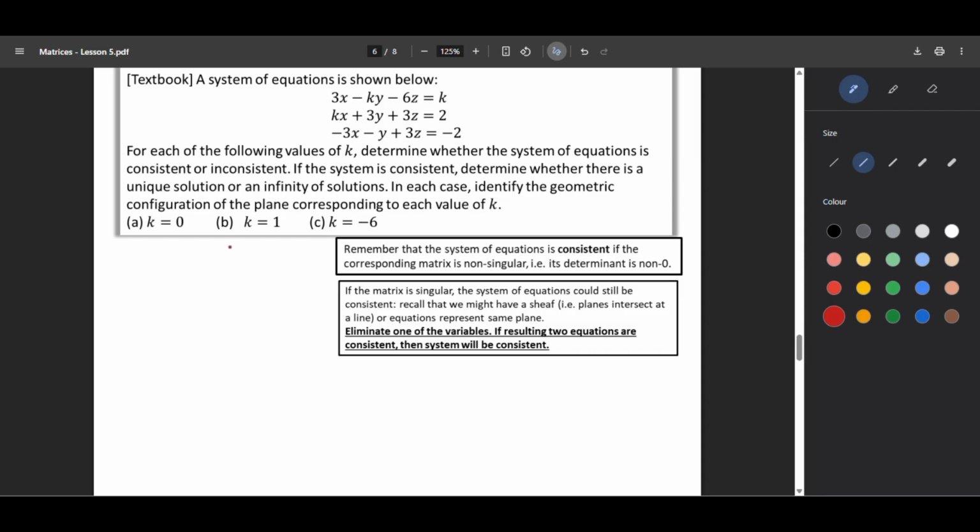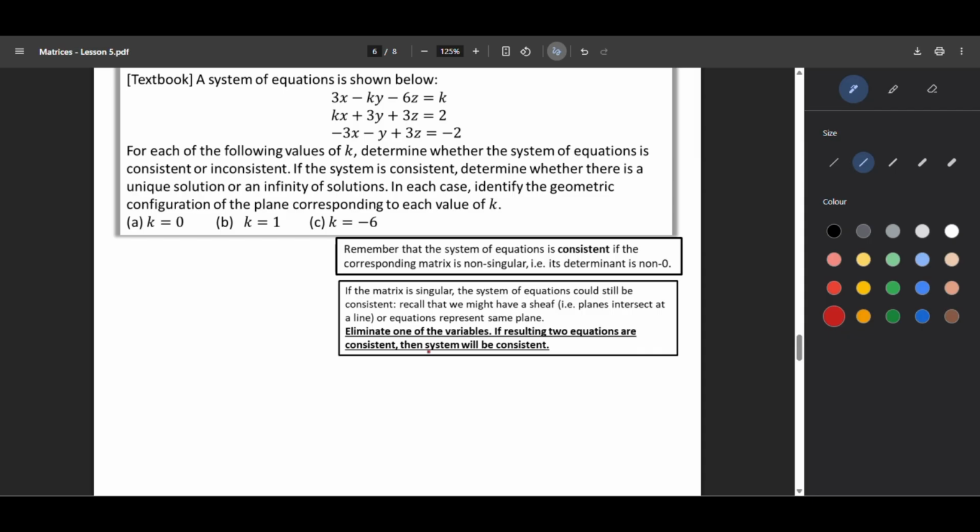As it says here, if the system of equations is consistent, if the corresponding matrix is non-singular, its determinant is non-zero. That means it's got one solution. If the matrix is singular, remember, it could still be consistent because it could have infinite solutions. Either it's a sheaf or they lie on the same plane. As it says here, if you eliminate one of the variables and the resulting two equations are consistent, then the system itself will be consistent, because it has to be consistent with each other. I feel like I've just said the word consistent a lot.